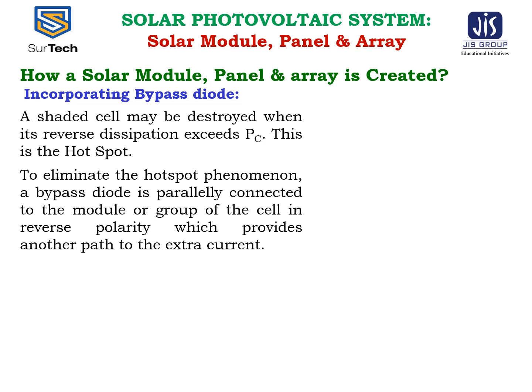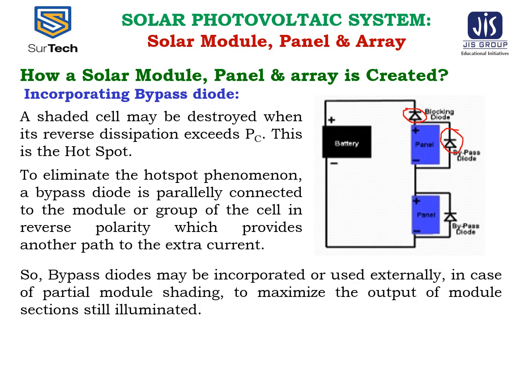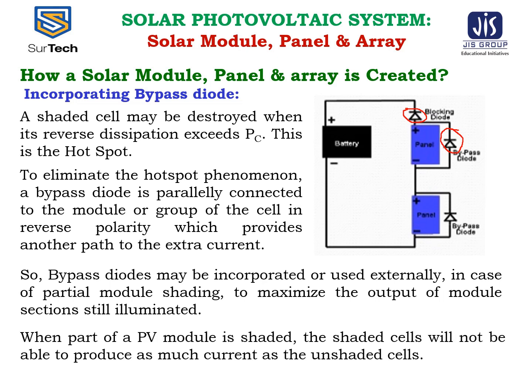To eliminate the hotspot phenomenon, a bypass diode is connected in parallel to the module or group of the cell in the reverse polarity, which provides another path to the extra current. So this is the blocking diode connected in series to the cell, and this is the bypass diode connected in parallel to the panel. So the bypass diodes may be incorporated or used externally in case of partial module shading to maximize the output of the module section still illuminated.